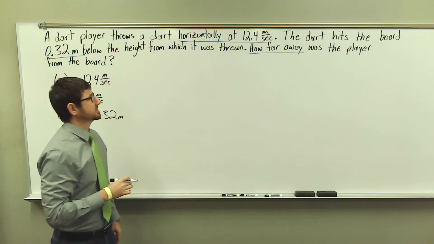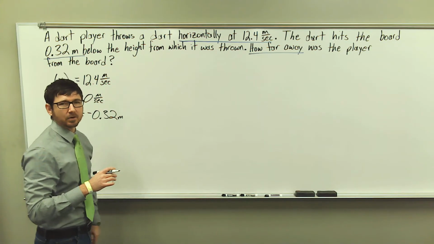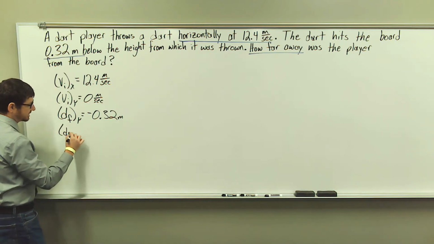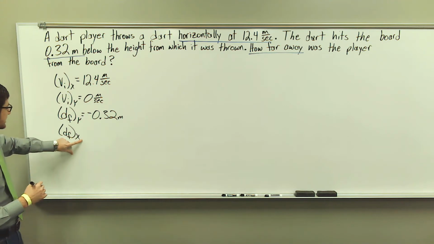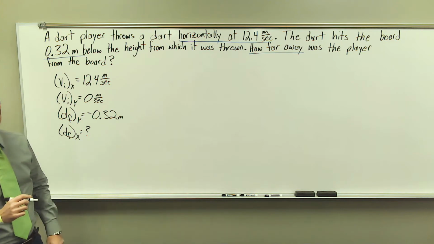Now the problem wants us to calculate how far away the dart player was from the dartboard. So we're going to have to calculate the final displacement in the x direction. Okay, so this is our unknown. This is what we need to calculate.